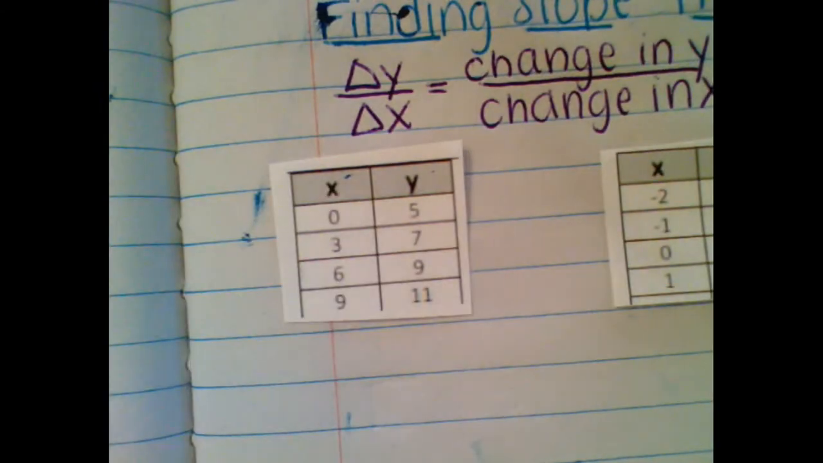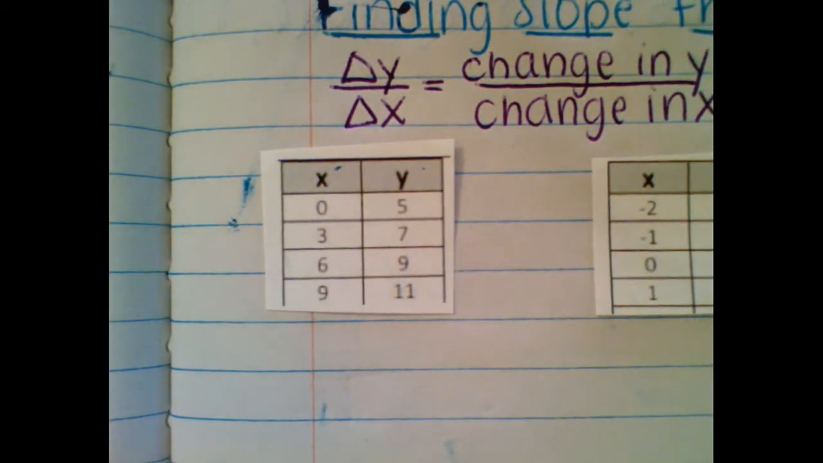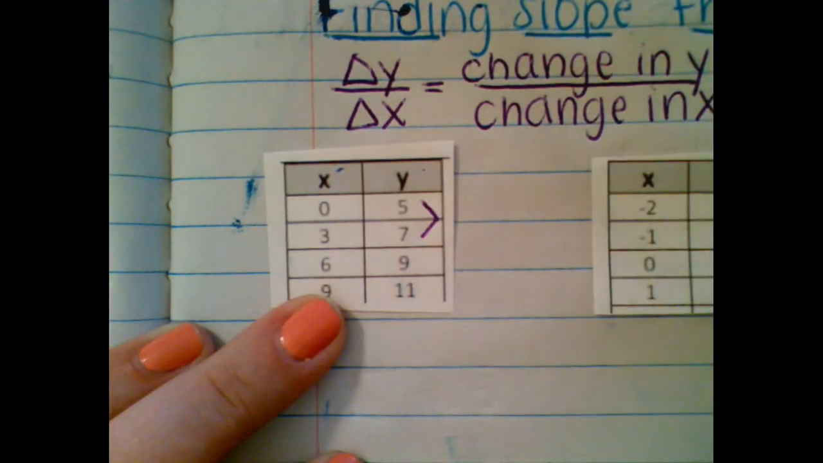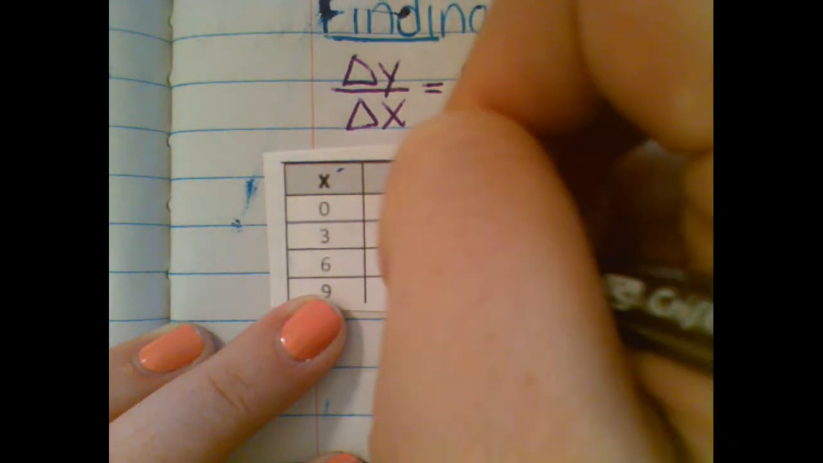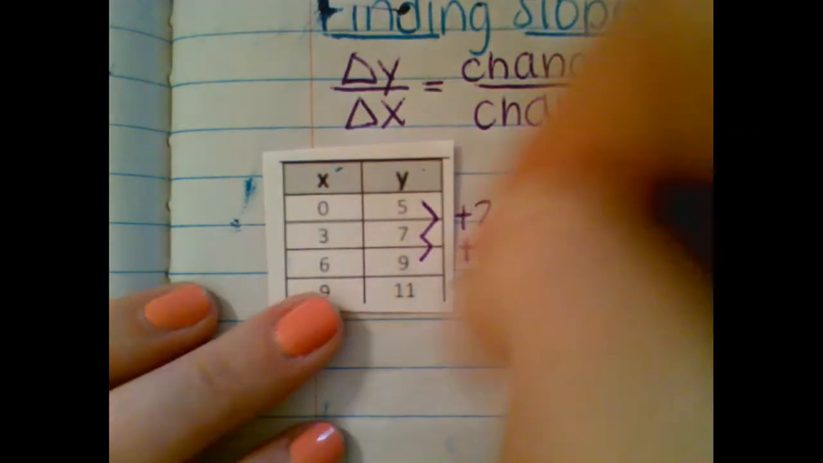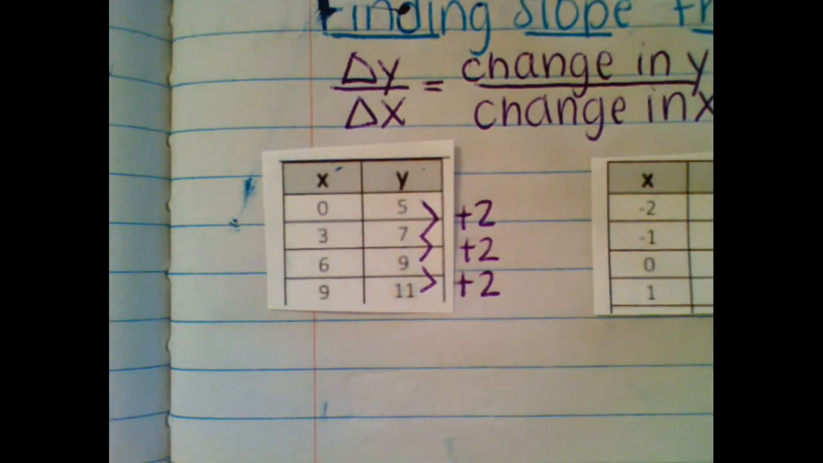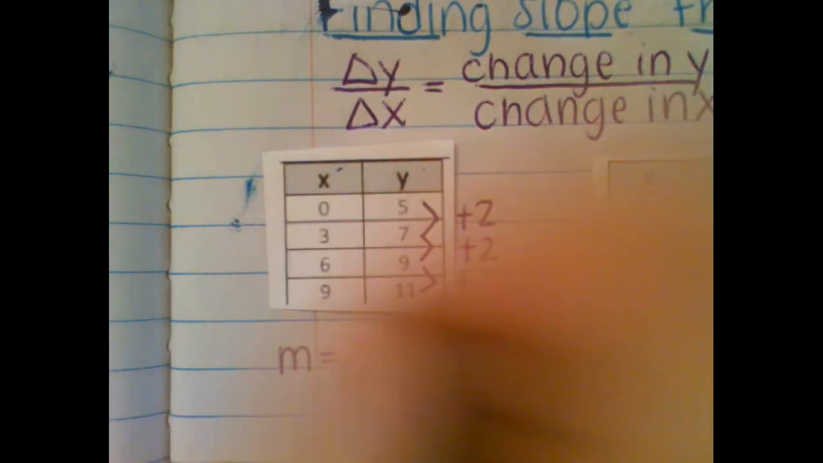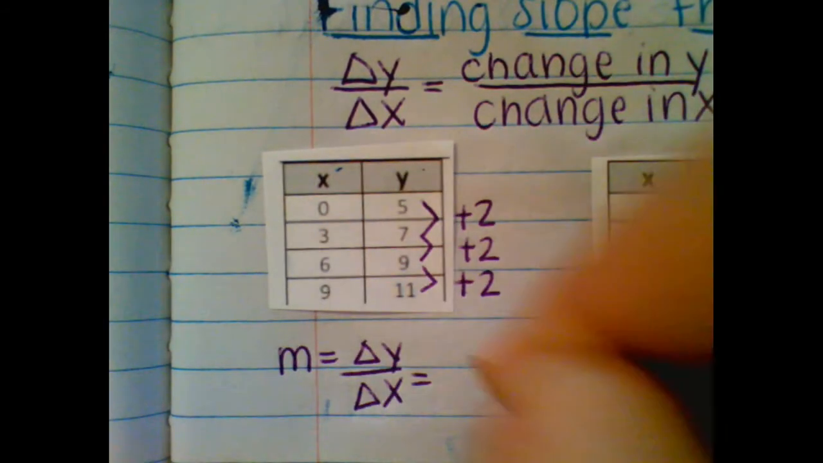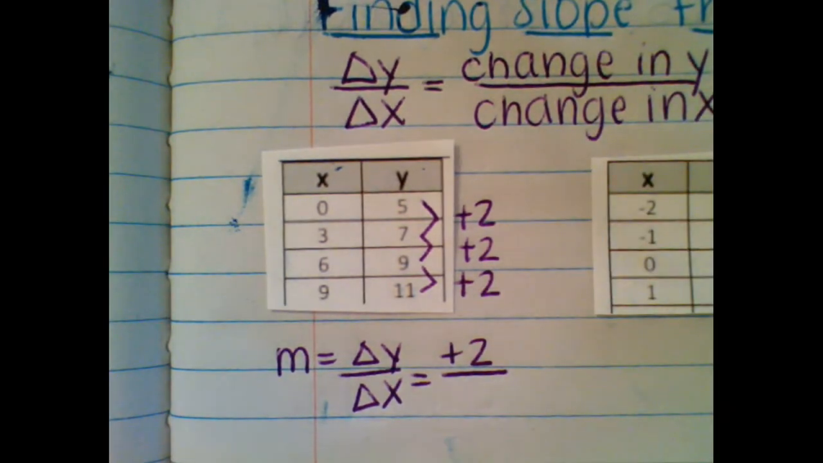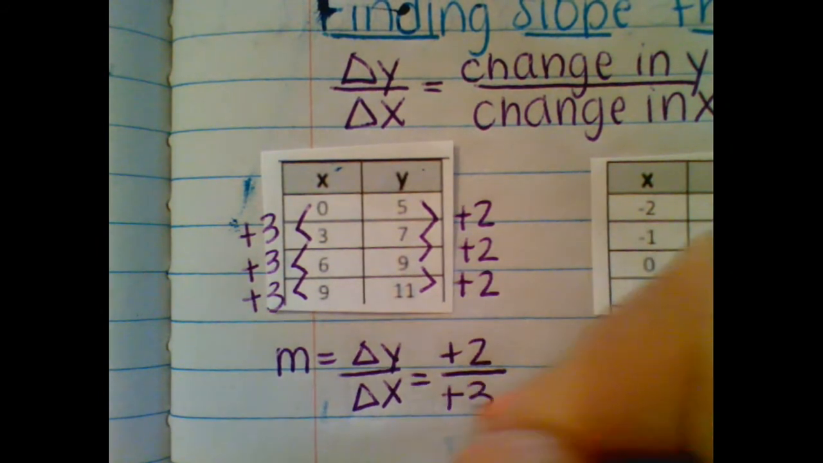And we'll start here. So if I want to find the change in my y's over the change in my x's, this is when I find how do I get from 5 to 7? I add 2. How do I get from 7 to 9? Add 2. The same from 9 to 11. So when I'm writing my slope, remember we use m to represent slope. If I'm finding the change in y over change in x, I have a positive 2 in the numerator. Then I find out what's happening to my x's. And when I look at all my x's, I'm adding 3. So I have plus 3.